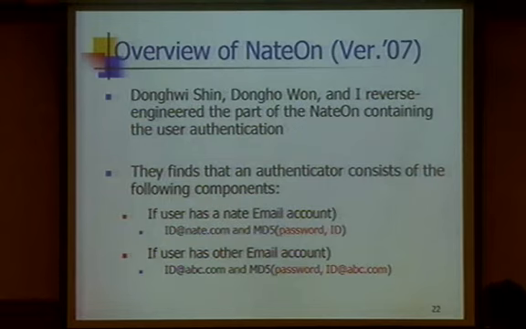In 2007, several Korean researchers reverse engineered the Nateon programs in order to find the authentication mechanisms of Nateon messengers. They found that Nateon authentication programs consist of the following components. If a user has a Nateon email account, then when the user types his ID and password, the network messenger sends the user's identity information and the MD5 hash result of the password and ID through the web service.